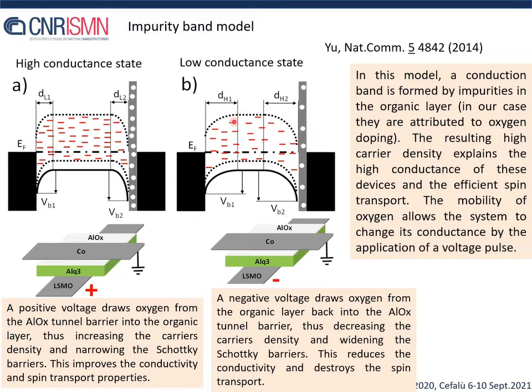On the contrary, the conductance decreases if a sufficiently negative voltage is applied to the bottom electrode. In this case, oxygen is driven from the molecular semiconductor into the tunnel barrier, increasing the width and decreasing the conductance of the Schottky barriers and making the tunnel barrier less leaky.